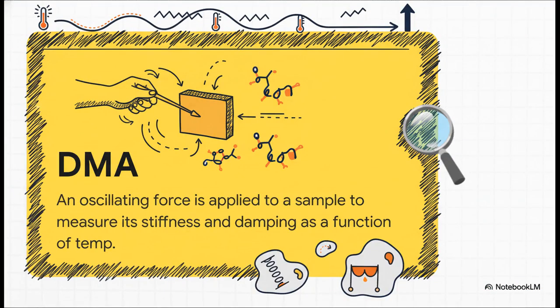DMA works by poking or bending a sample with a small repeating force while the temperature is changing. What it's really doing is testing the material's viscoelastic properties. The best way to picture it is to imagine rhythmically tapping the material as it gets hotter and hotter, just to measure exactly how its stiffness and its ability to absorb that tap changes over time.